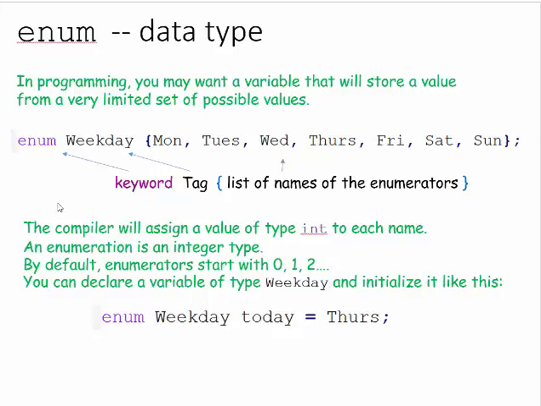Once you declare an enumeration, you can also declare a variable of type weekday. And remember, we had variables of type int, variables of type double, whatever. But now we can declare a variable of type weekday, and we can initialize it. So here's an example where I initialized it. So it's an enum data type called weekday, and the variable name is today, and I've initialized it to the value of Thursday.